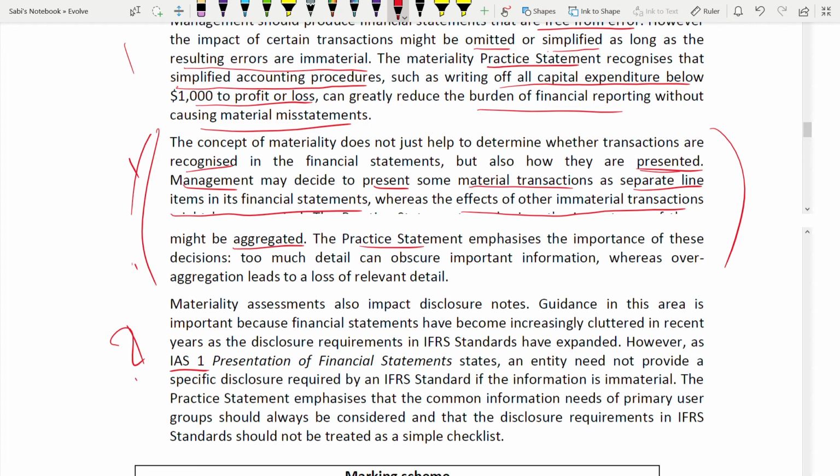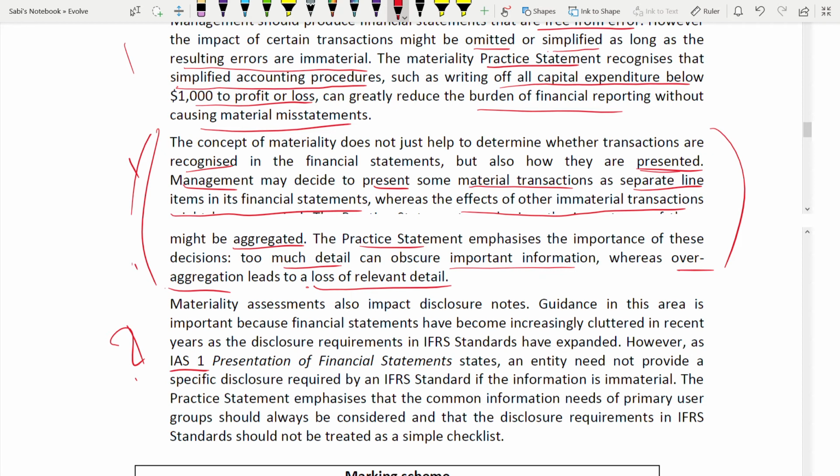In this case, in the presentation, what does the practice statement say? Emphasize the importance of these decisions. Too much detail can obscure important information. Yes, you might be presenting in a separate line, but remember, the practice statement says too much information can obscure important information. That means important information is hidden inside the too much detail. Whereas if you over aggregate things, it might lead to loss of relevant detail. Sometimes relevant detail might be hidden in that aggregation.